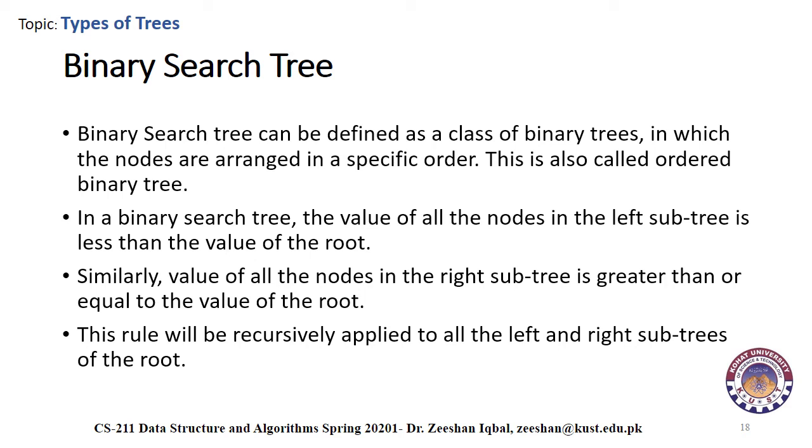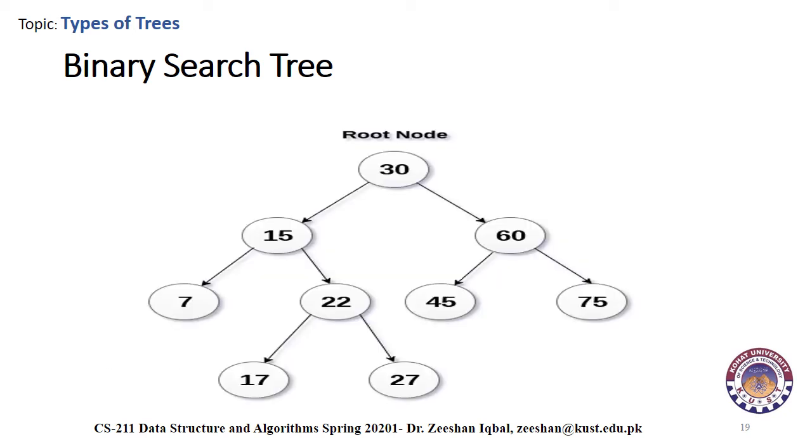In simple words, we can say the left child will always be smaller than a parent node, while the right child will always be greater than or equal to the parent node. Here we can see that a binary search tree is shown. As per the constraint applied on the binary search tree, we can see that the root node 30 does not contain any value greater than or equal to 30 in its left subtree, and it also does not contain any value less than 30 in its right.